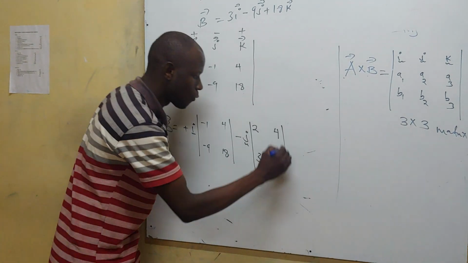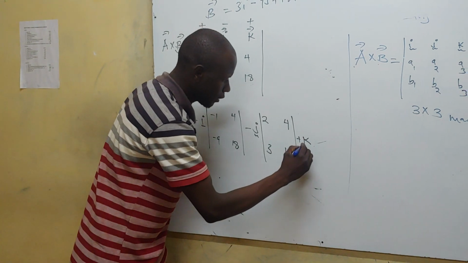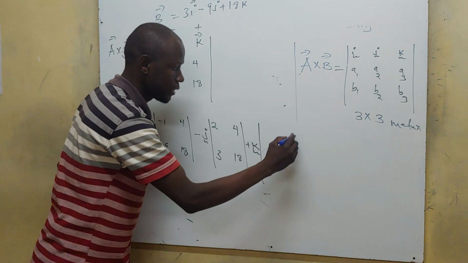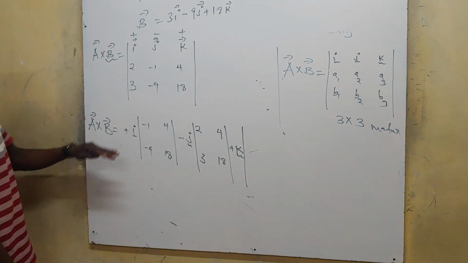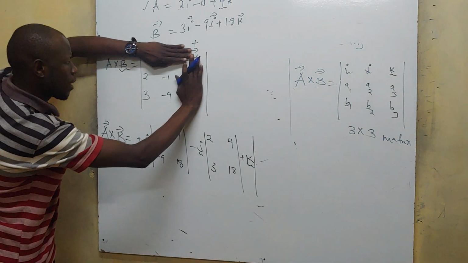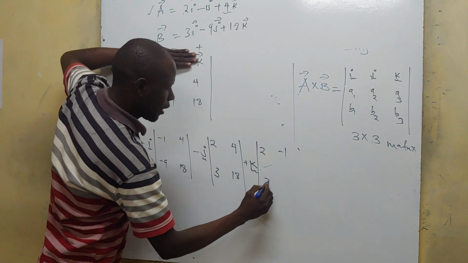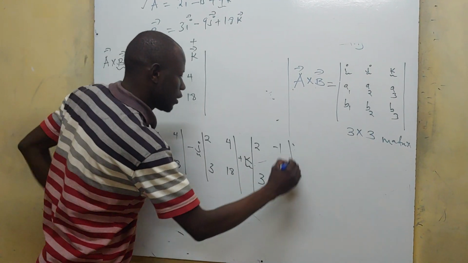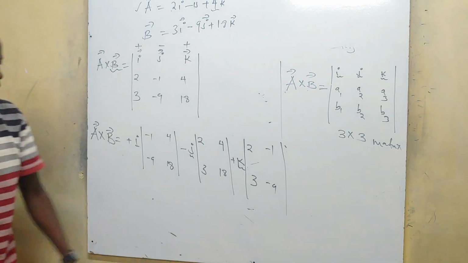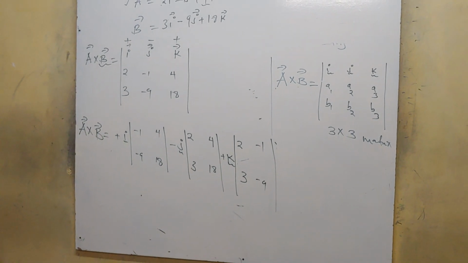And then the last one will be positive K. If you take positive K, again, you close the row and the column where K is. When you close that row and that column, you are going to remain with 2, negative 1, 3, and negative 9. So this is now going to give us 2 by 2 matrices. And if you have a 2 by 2 matrix, you can get the determinant as follows.